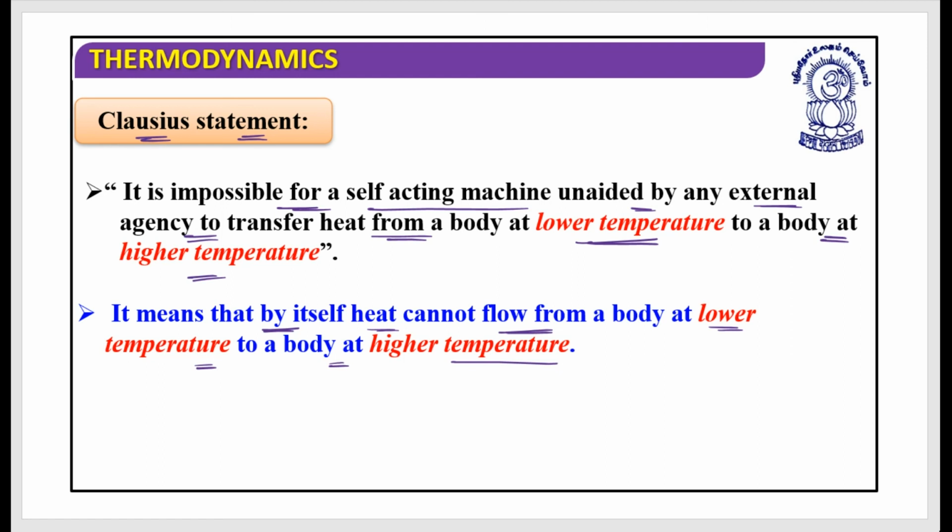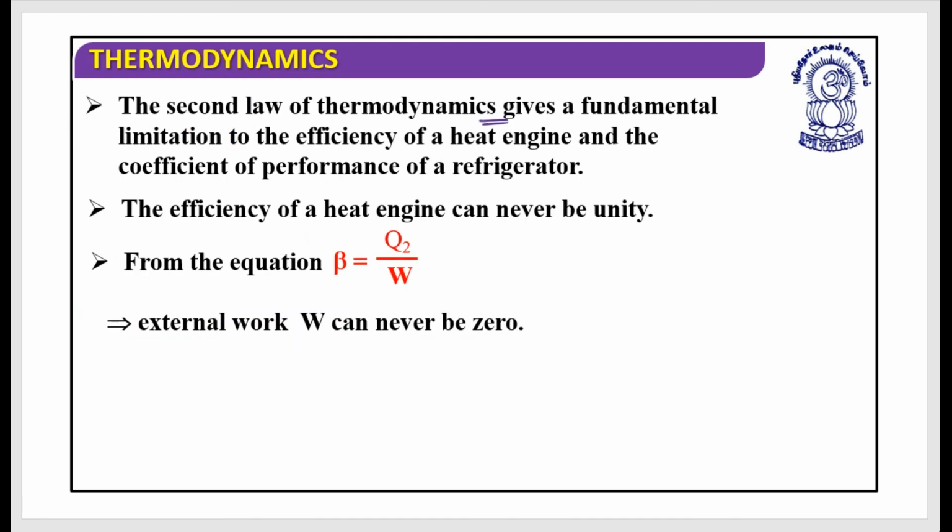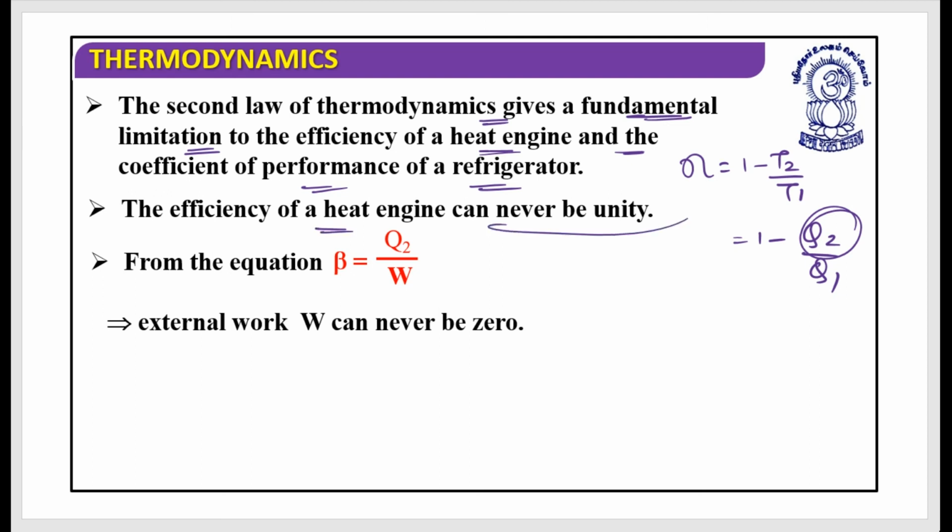So this second law of thermodynamics gives us a fundamental limitation to the efficiency of a heat engine, because we understood that efficiency is 1 minus T2 by T1, or 1 minus Q2 by Q1. It could not be possible that Q2 is 0, and if Q2 is 0 then efficiency is 1. So the efficiency of a heat engine can never be unity, because Q2 cannot be 0.